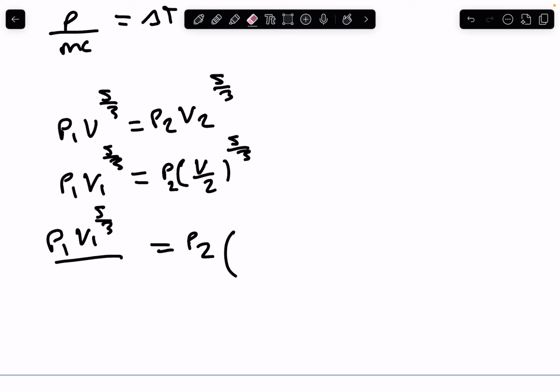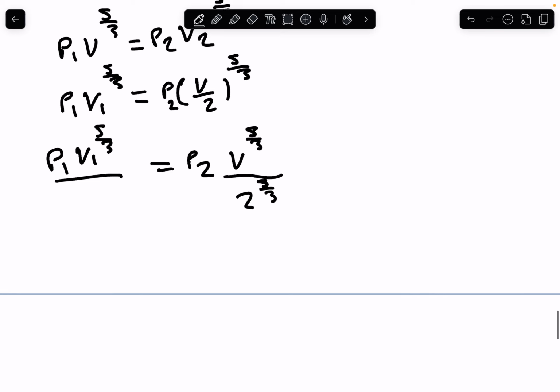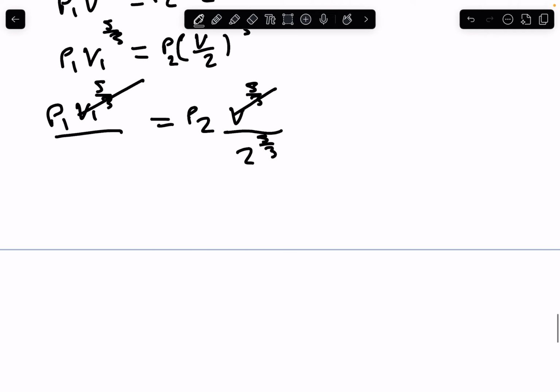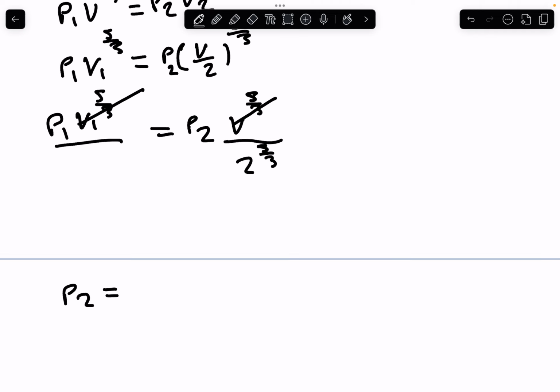So what is V2 to the 5 over 3? Well, it's V to the 5 over 3 divided by 2 to the 5 over 3. You can use your calculator. You have it in both exams actually, so don't need to worry about that. We're just gonna write it 2 to the 5 over 3 because it's in decimals. And send it to the other side. And I can now cancel both these, correct? So P2 equals P1 times 2 to the 5 over 3, which can be written as P1 times the cubic root of 2 to the 5th, which is one of the answers here.